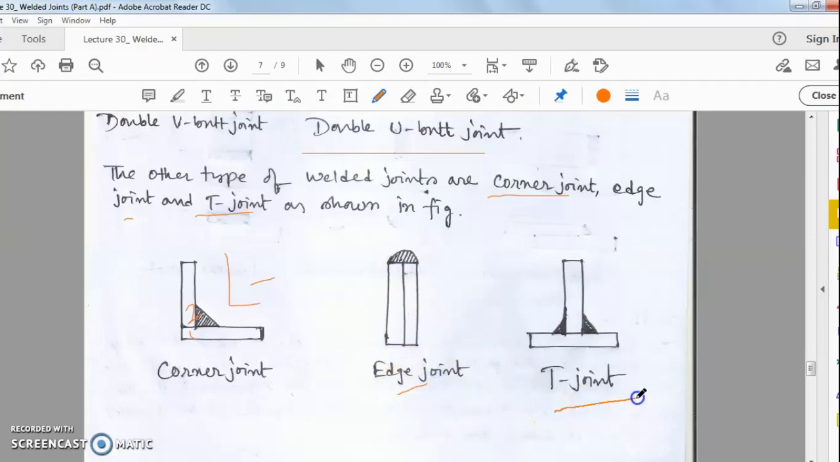Next, T joint. So the structure after joining looks like a T. So here it is called the T joint. One particular edge is joined here, another edge is joined here. So two joints are there, and the final welded shape looks like a T. So that is why it is called the T joint.